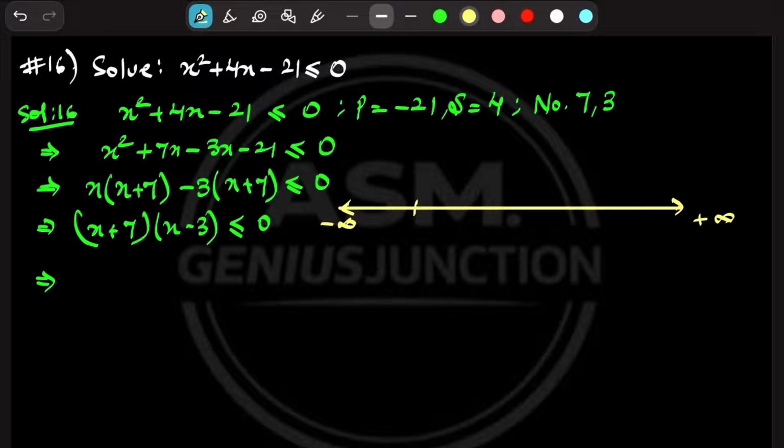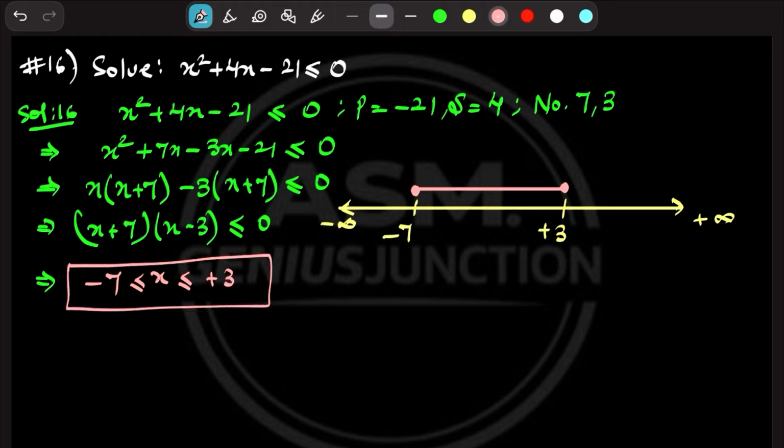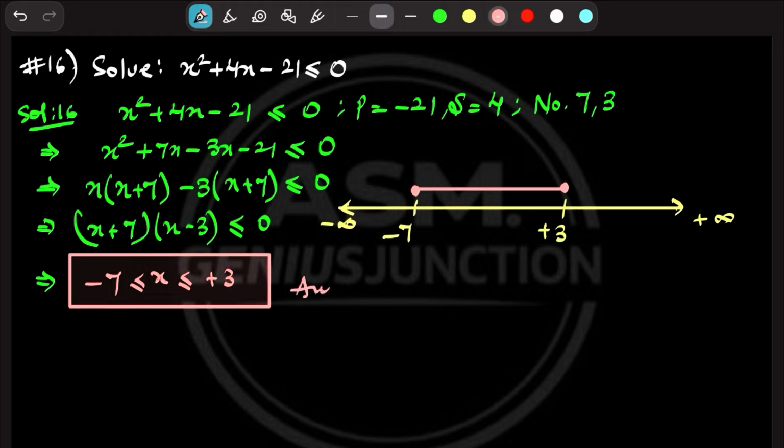We will plot the critical values, that is minus 7 and plus 3, and now we will plot the set of values of x which satisfies the given inequality, right? So the set of values of x which are going to satisfy the given inequality says that x should lie between minus 7 and plus 3. So this is our solution set for the given question. Please pause the video and note the solution set for the given inequality.